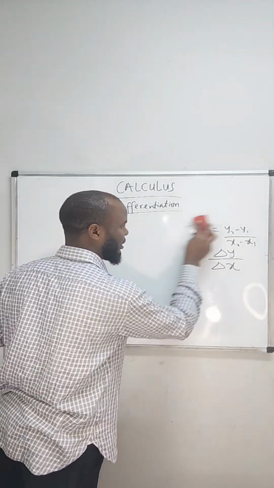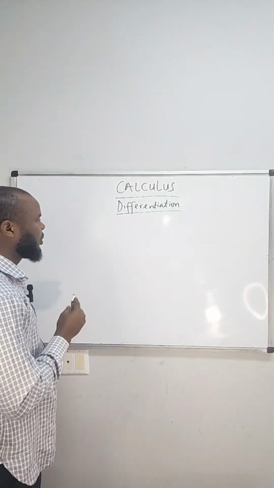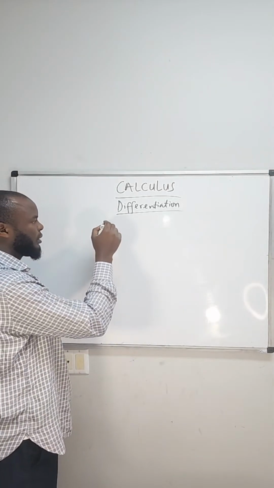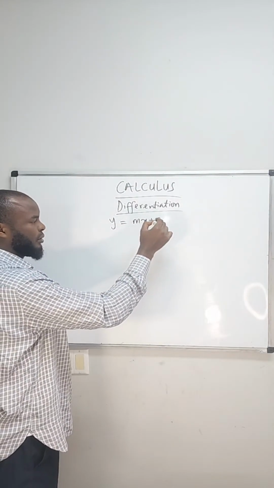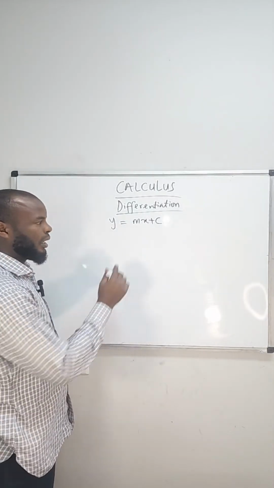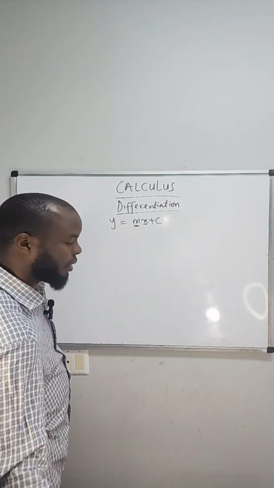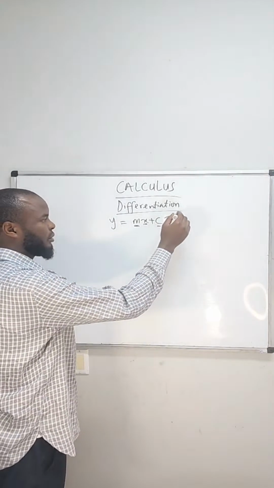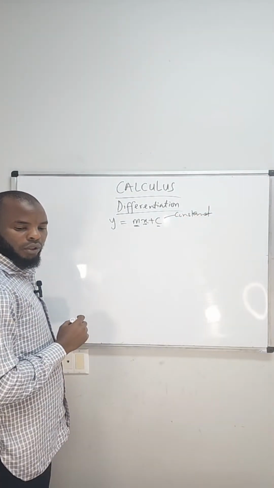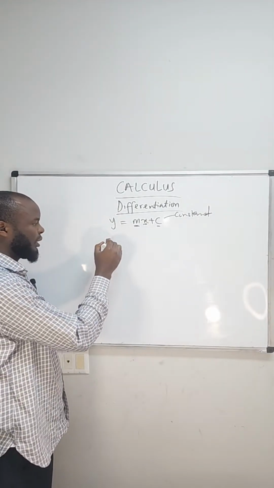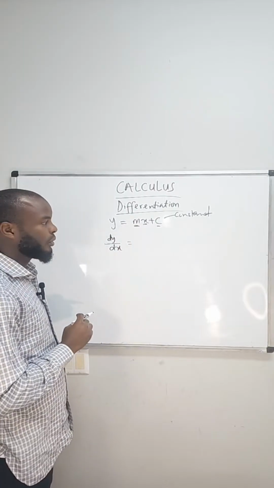Now, by applying this, when you want to differentiate just a term, if you have y, your y can be mx plus c. m is the coefficient of the variable x. And your c is a constant. So if you are differentiating your function y with respect to x, we use this method.